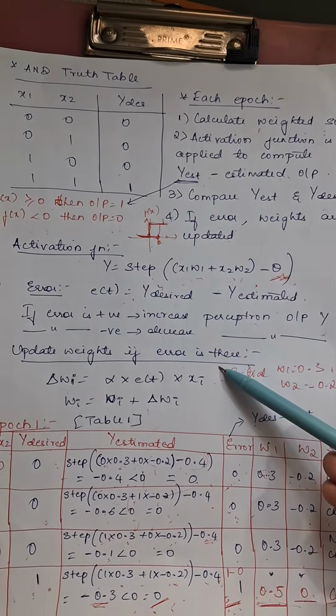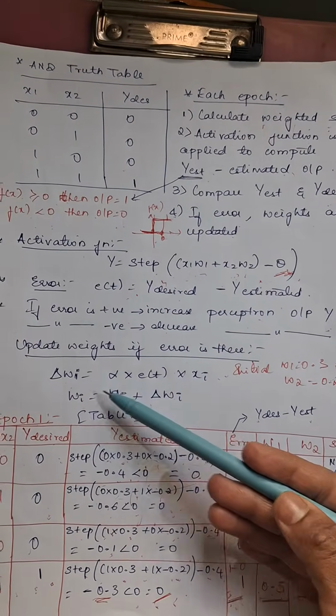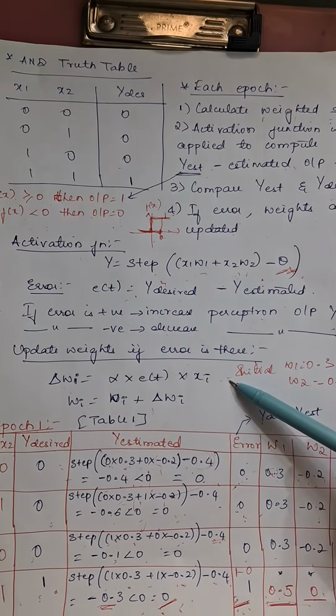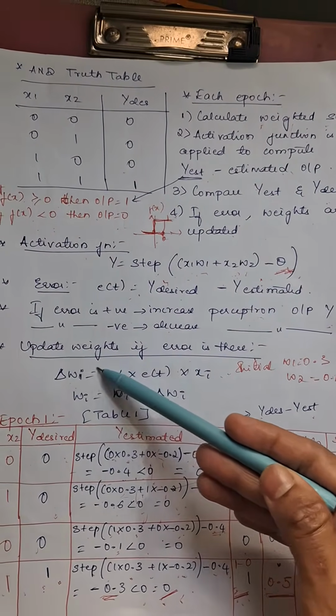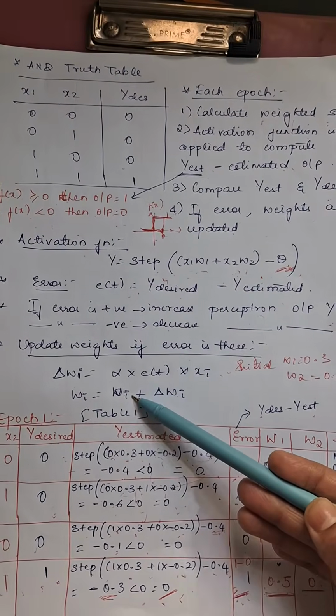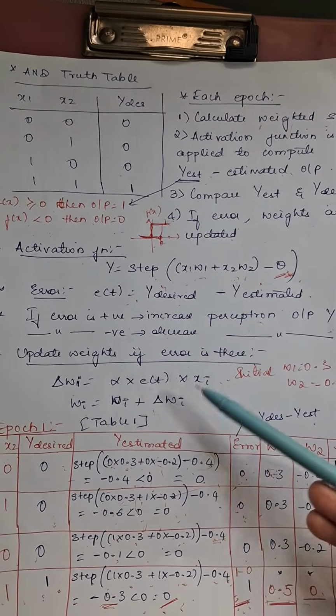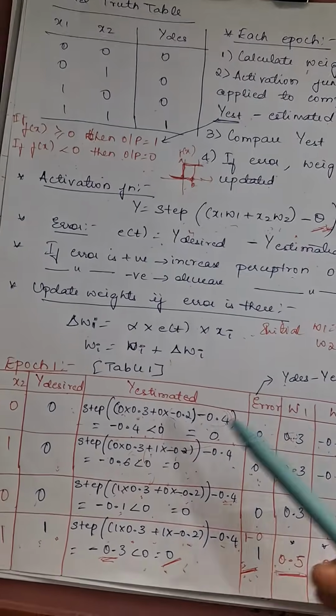So how do you update the weights? Delta wi is equal to alpha into E of t into xi, and then after you find the change or the delta value, add it to the existing wi. So wi is equal to wi plus delta wi. So let's begin the problem.